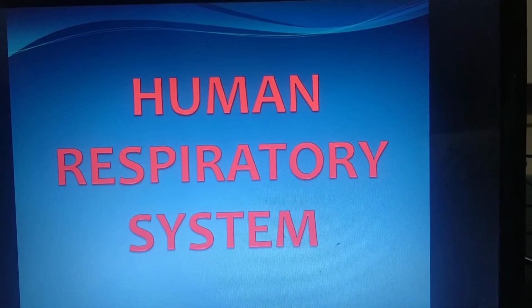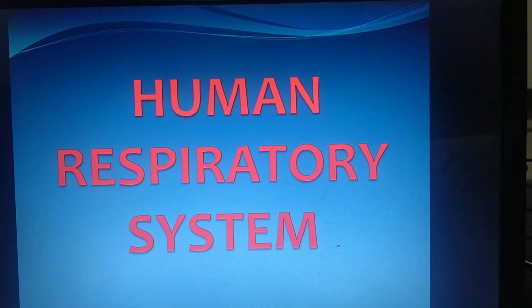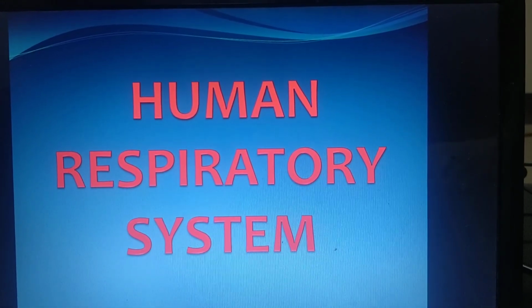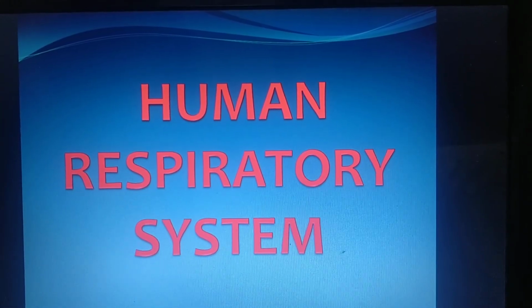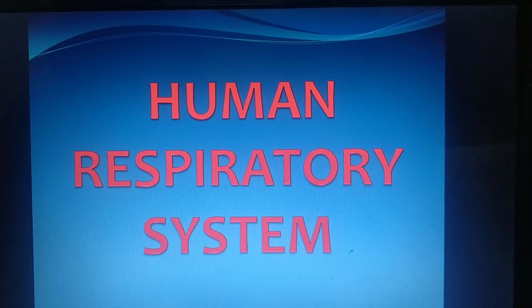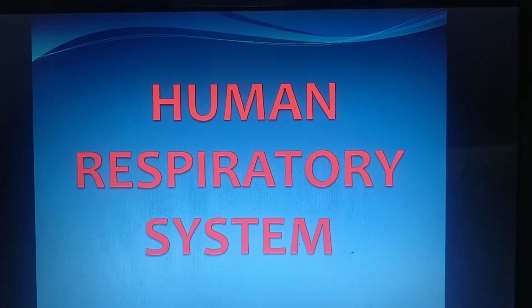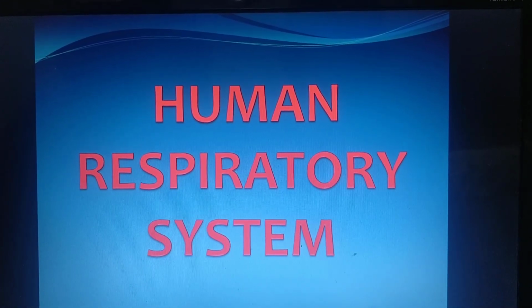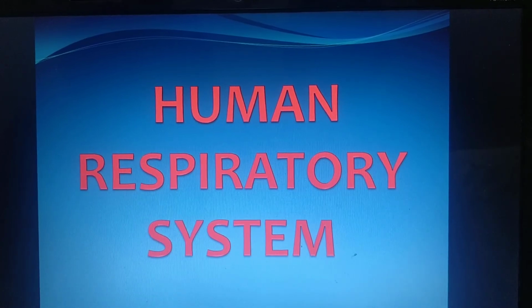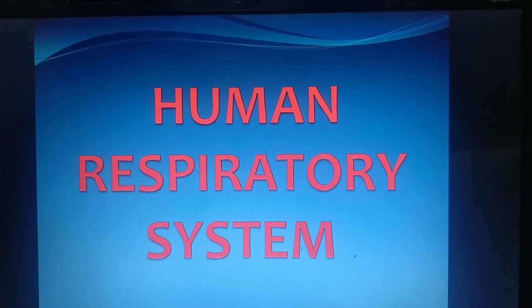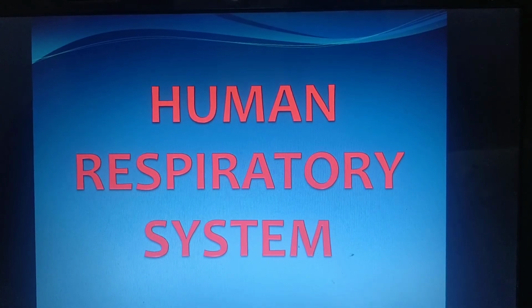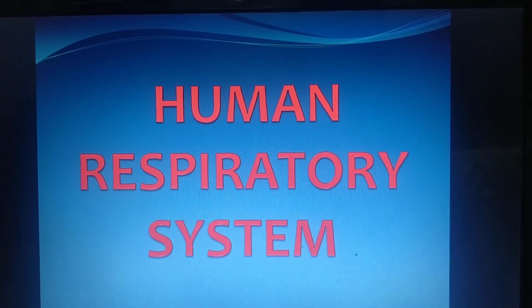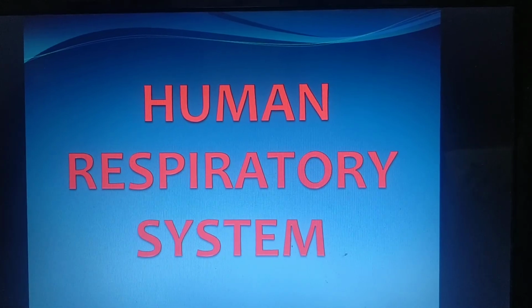Hello children, today we will continue the respiration life process. Last time we discussed different ways of breakdown of glucose, site of respiration, aerobic and anaerobic respiration, respiration in plants, aquatic organisms and terrestrial organisms. Today we continue with the human respiratory system.